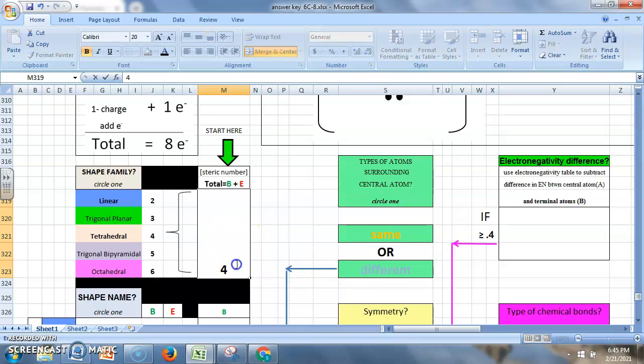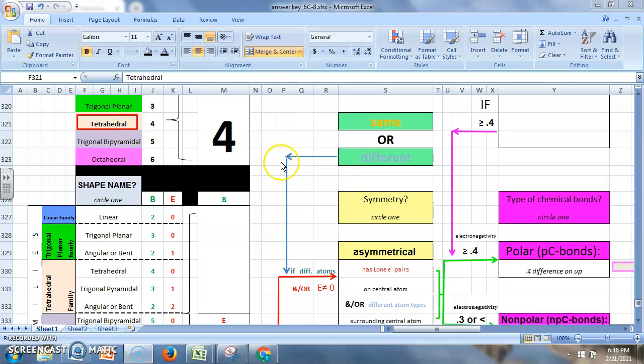So right here, our steric number is the total things surrounding the central atom. We have 4 things surrounding the central atom. We now know what family it would belong to, because anything with 4 things on the central atom belongs to the tetrahedral family. So we can circle tetrahedral family. So I've got the tetrahedral family circled.